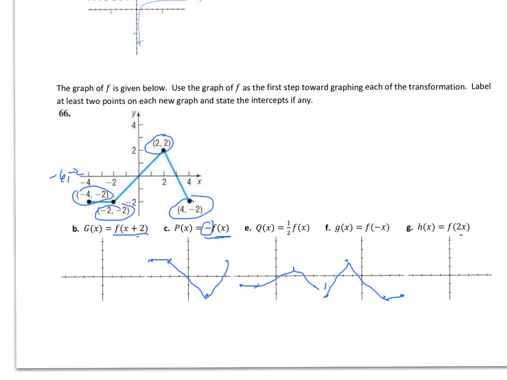So instead of -4, -2, I get -2, -2. Instead of -2, -2, I get -1, -2. And instead of 2, 2, I get 1 and 2. And instead of 4, -2, I get 2, -2. So it's here, here, and here. So we've squished it in. Again, outside the parentheses, vertical shift. Inside, horizontal shift, opposite of what you think.